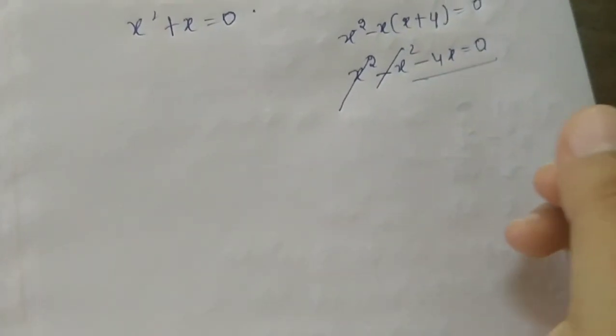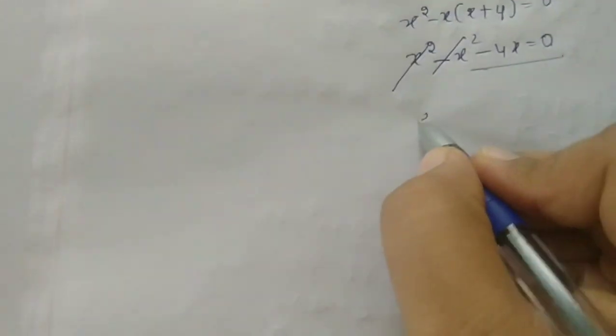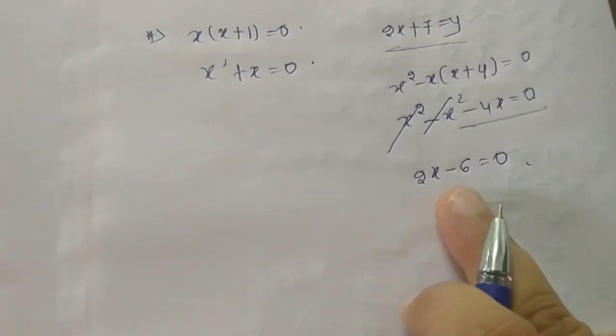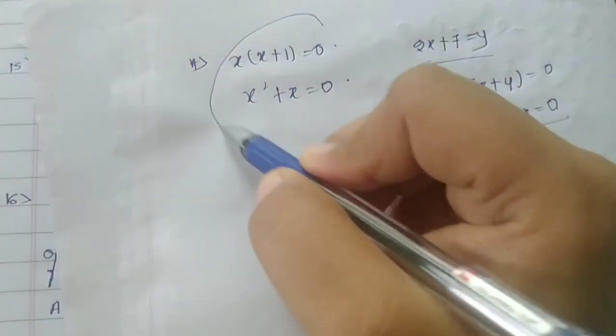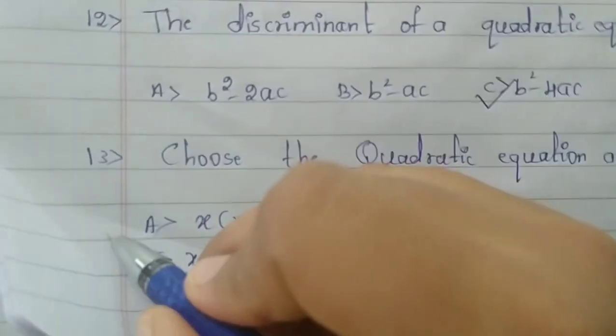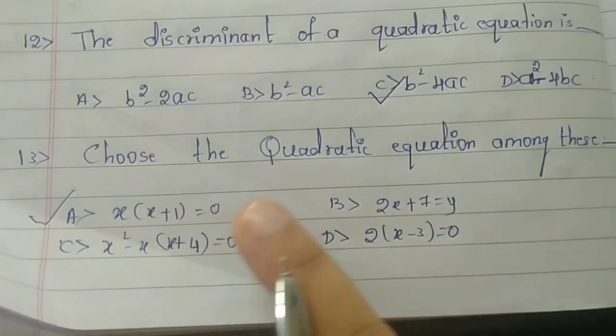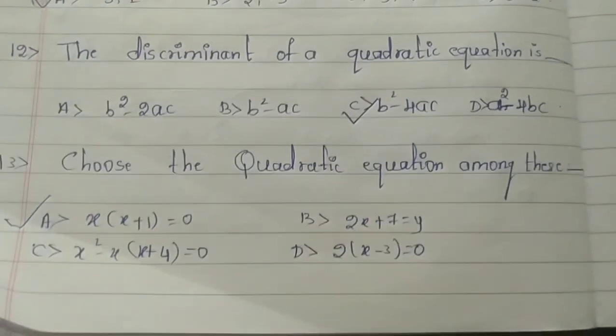So x square will get cancelled. So this is also not a quadratic equation. The last one is 2x minus 6 is equal to 0. So this is also not a quadratic equation. For that reason, the correct answer is option A. So option A is the correct answer, x into x plus 1 is equal to 0.